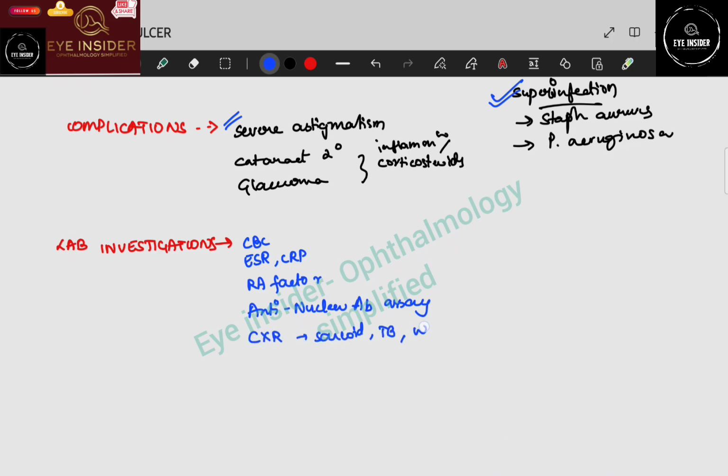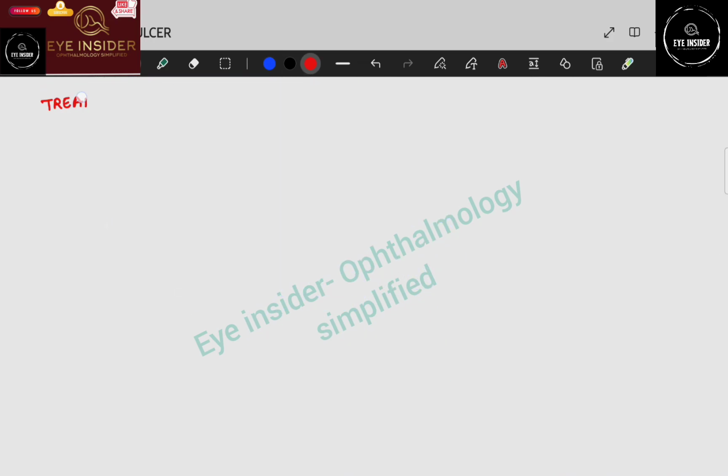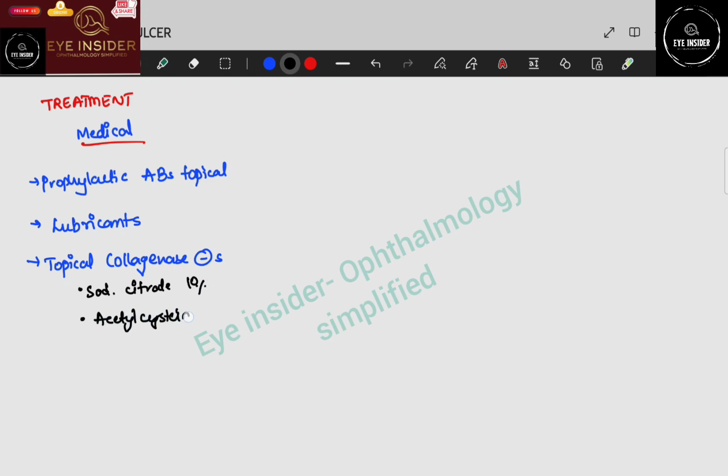Now coming to the treatment part. We can divide it into medical and surgical therapy. In medical treatment, we have to give prophylactic antibiotics, that is topical antibiotics, and lubricants, because in the early cases there is a neoadjuvant disease, and topical collagenase inhibitors, examples of which include sodium citrate 10%, acetylcysteine 20%, and medroxyprogesterone 1%.